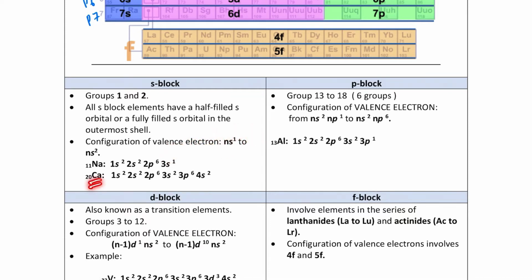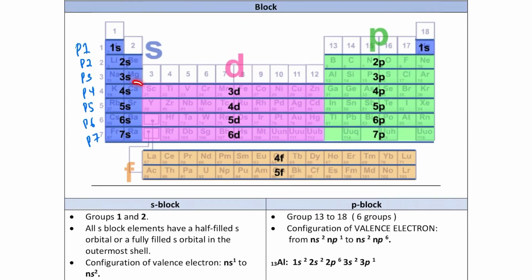Okay, so the same goes for calcium. Since we stop writing our electronic configuration at 4s2, which is S, so that means calcium is in S block. Okay, so where is calcium? Calcium is here. Okay, so betul lah S block.